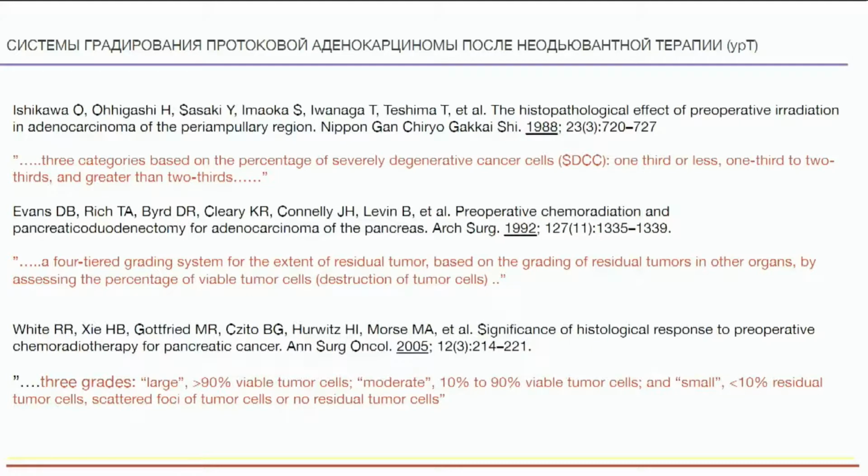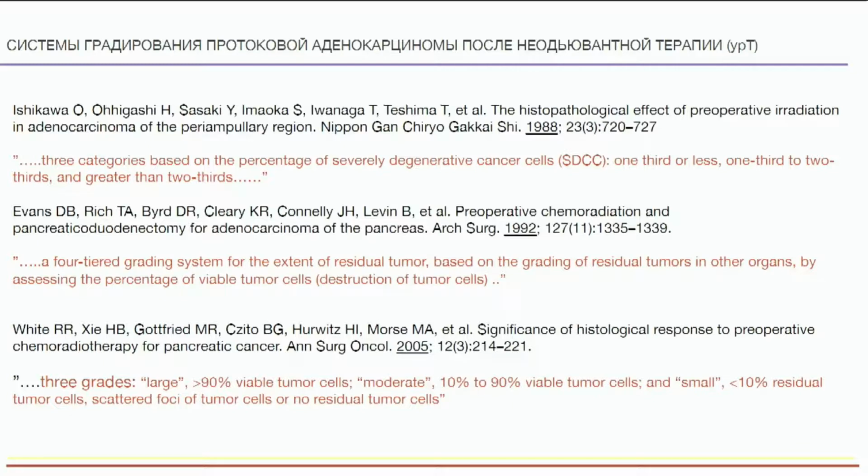So the system of grading of adenocarcinoma in the periampullary region. We see the first grading was offered back in 1988 by the group of Ishikawa, so quite long ago. Ishikawa and co-authors split residual tumors into 1/3, 2/3, and more than 2/3, looking at how many severely degenerated cancer cells they could observe.